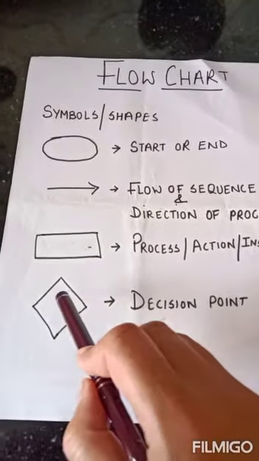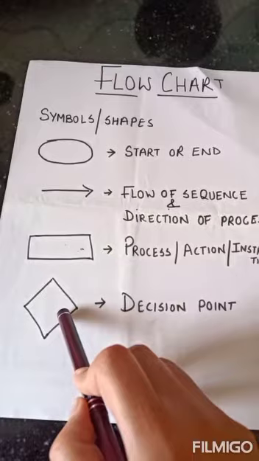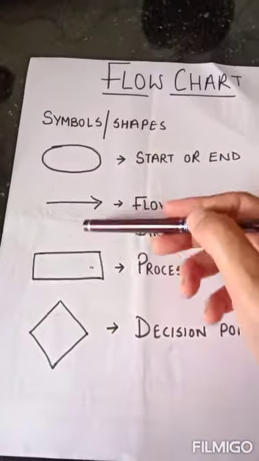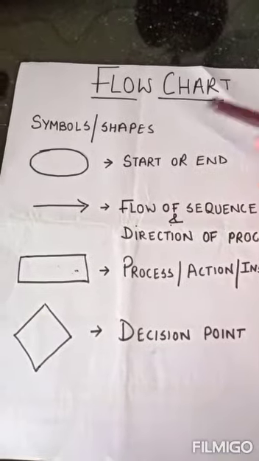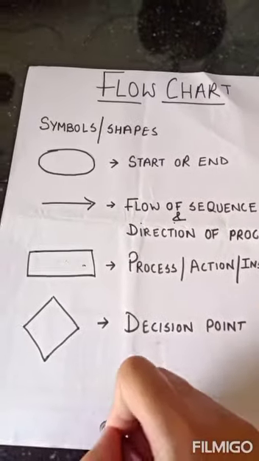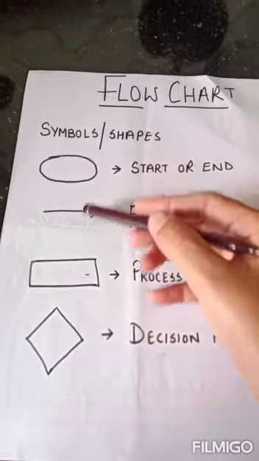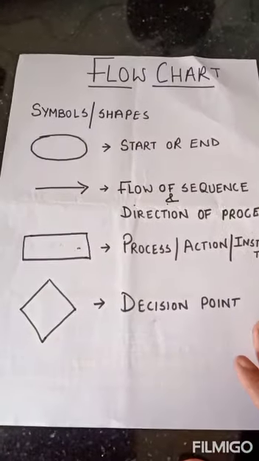That's called a decision point or a decision box. All right, so these are a few of the basic shapes which are used while drawing a flow chart. There are many other shapes as well, children, but as I said, we are going to talk about these few basic shapes.